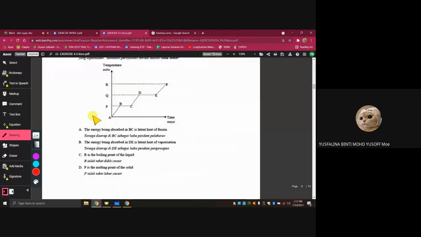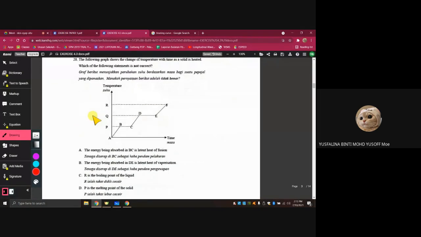Okay, number 28. Which of the following statements is not correct? Here it says the energy being absorbed in BC is heat of fusion. Yes, correct. So this one is solid and liquid. And the energy being absorbed in D and E is vaporization. Yes, correct. R is the boiling point. No, right? The boiling point is actually at Q, not R. So the answer is C.